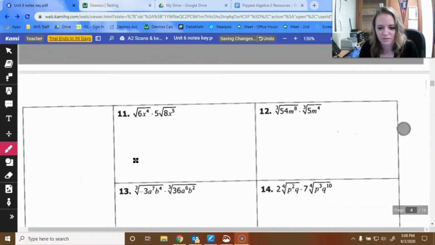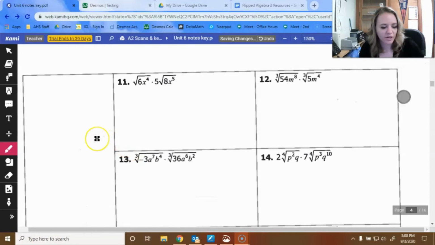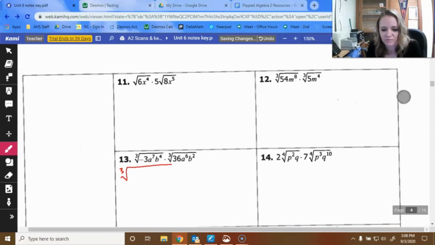Alright, looking at the next grouping of problems, I wanted to pause and do one of these together, since they are a little bit different because they have variables underneath the radicals. Let's go ahead and do 13. That one looks kind of nasty, doesn't it? Both of them have the same index, so we're good. We can go ahead and make this one big old family. And I can already see I got a negative. Let's go ahead and pull that negative out.